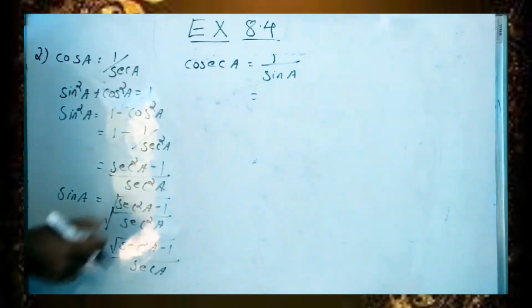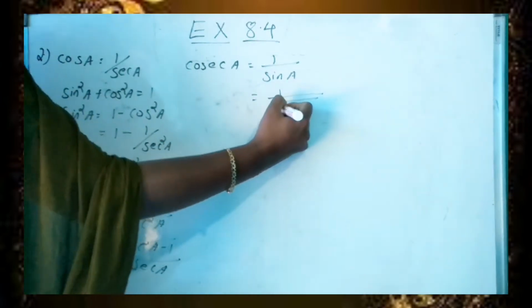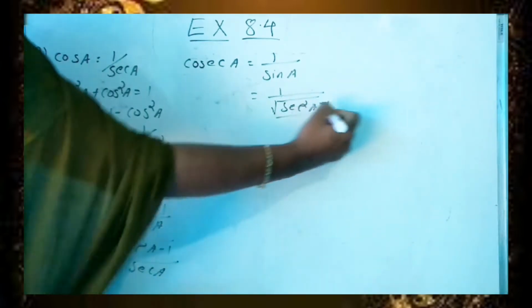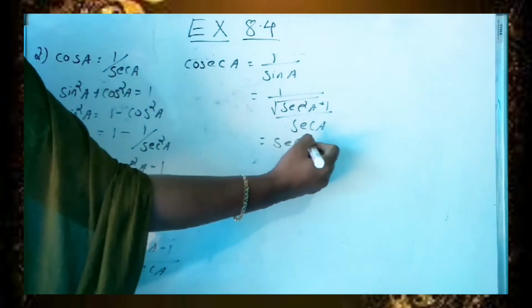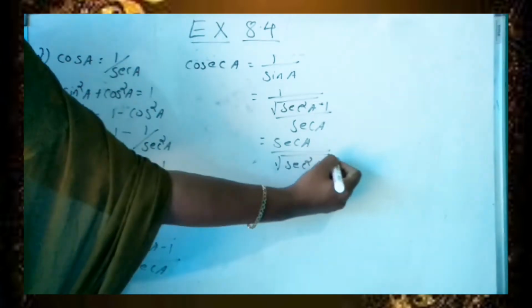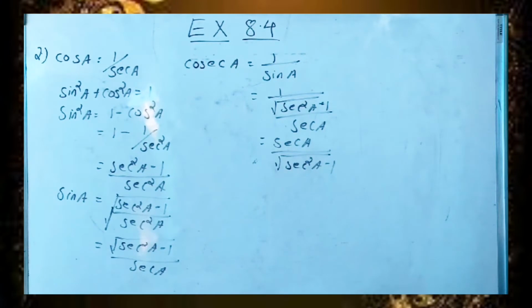Sin A we got, that is 1 divided by square root of sec square A minus 1 divided by sec A. And this is sec A divided by square root of sec square A minus 1. So we got cosec A.